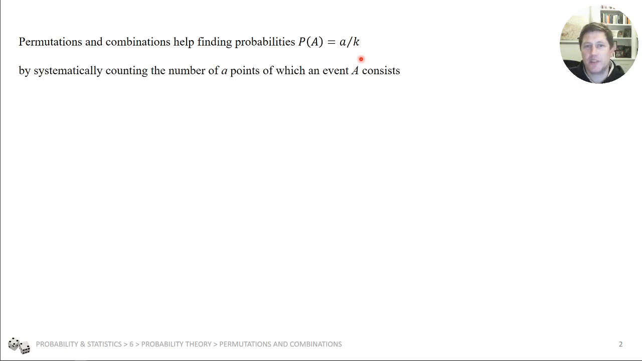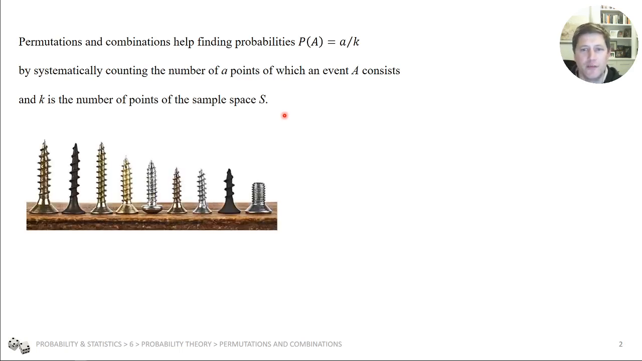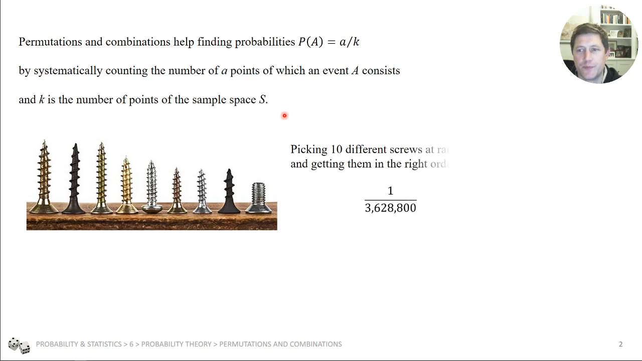And we do that by systematically counting the number of points of which an event A consists, and K is the number of points of the sample space. So if we can systematically work out what those are, we've got a way of finding the probability of things happening. So for example, if you have 10 different screws in a bag and you pull out one screw at a time randomly and then line them up, how many different ways are there of pulling out those screws?